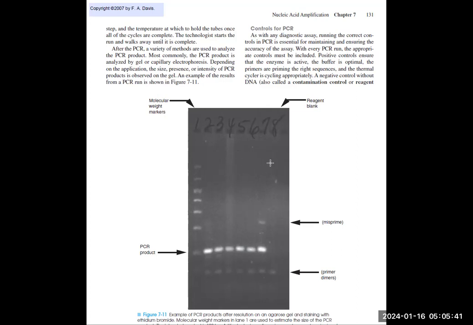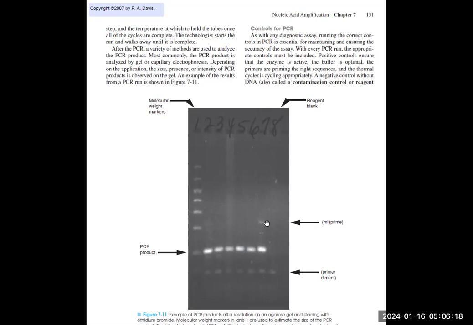This one is an agarose gel. The amplicons are resolved using an agarose gel. So what is the first lane, the first column, number 1? This represents the molecular weight markers. You'll know because those closer to the cathode are large molecular weight entities, while those closer to the anode are small and negatively charged.